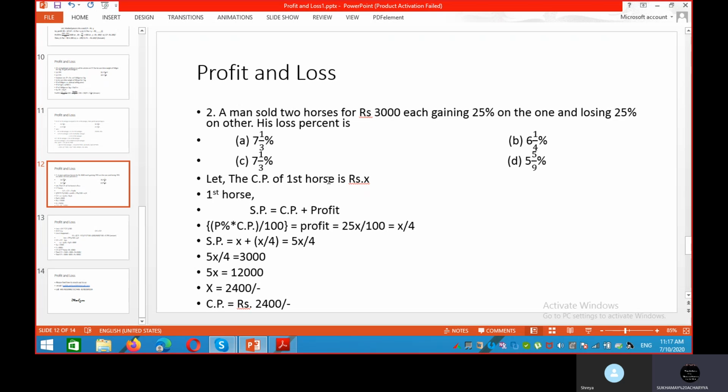Let the CP of the first horse be rupees X. SP is equal to CP plus profit. Profit percentage into CP by 100 is equal to profit, so profit is 25x by 100, which is x by 4. So SP is cost price x plus profit x by 4, which is 5x by 4. So 5x by 4 is equal to 3000, 5x is 12,000, x is 2400. So the cost price of the first horse is 2400.